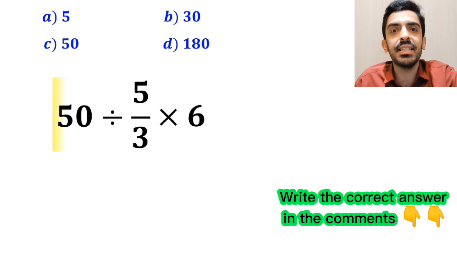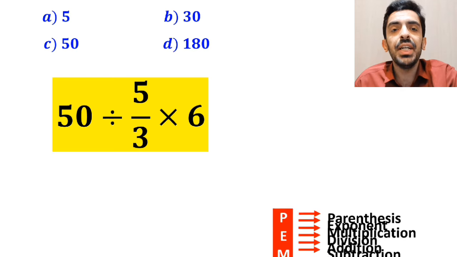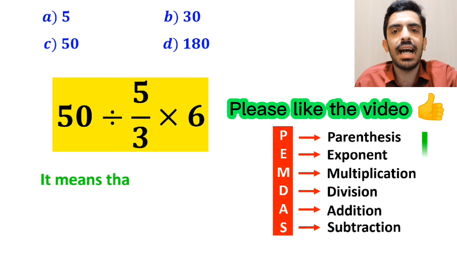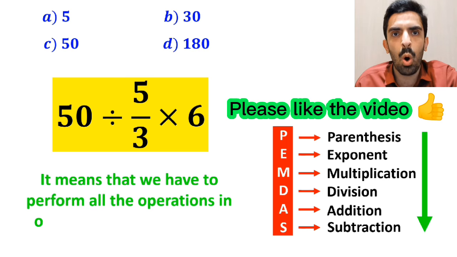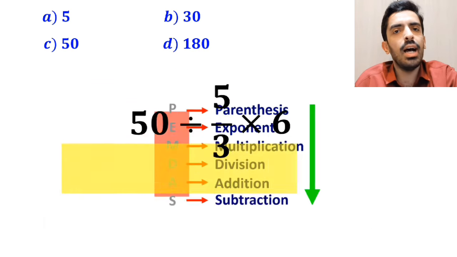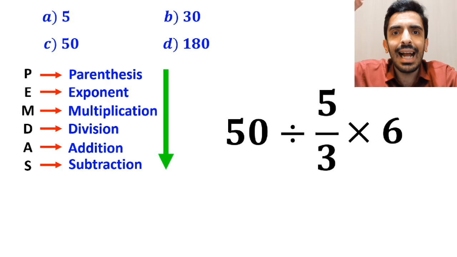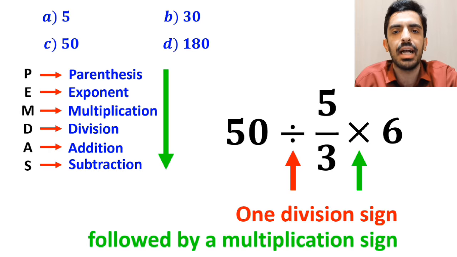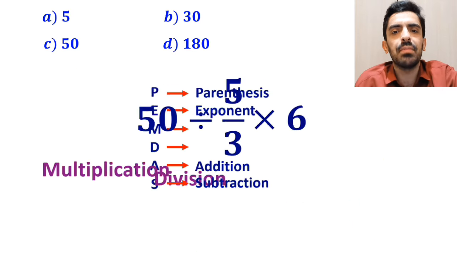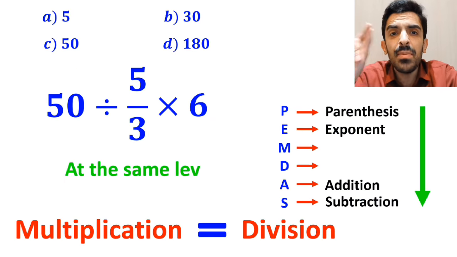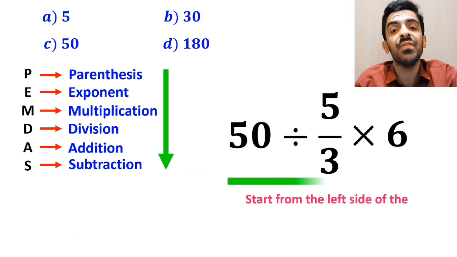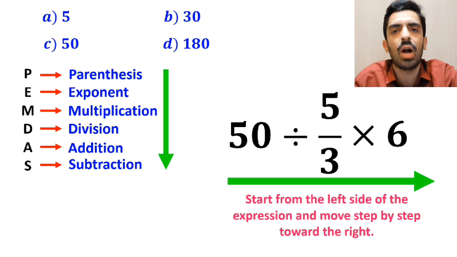Alright, now let me explain step by step how to solve this expression properly. To solve this question, we need to follow the PEMDAS rule exactly as I've shown on the screen. It means that we have to perform all the operations in order from top to bottom. Okay, as you can see on the screen, in this expression, we have one division sign followed by a multiplication sign. It's very important to note that multiplication and division are at the same level of precedence. In this case, the best thing to do is to start from the left side of the expression and move step by step toward the right.